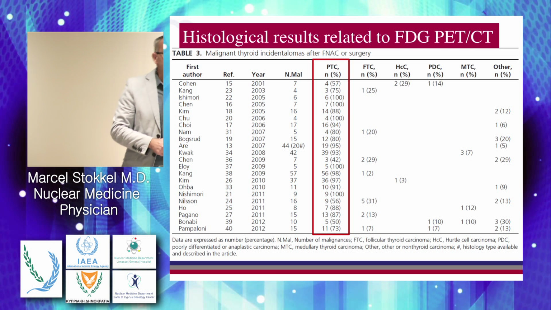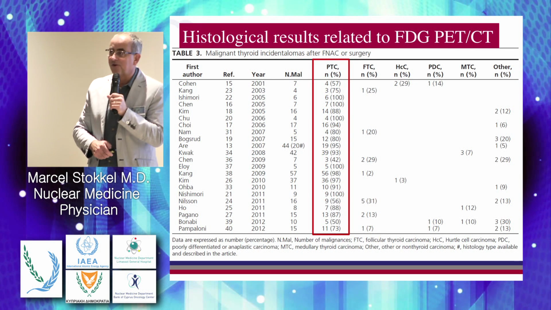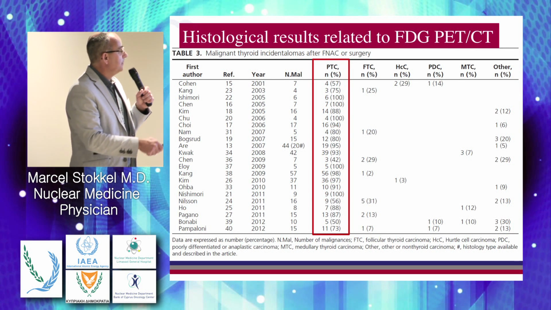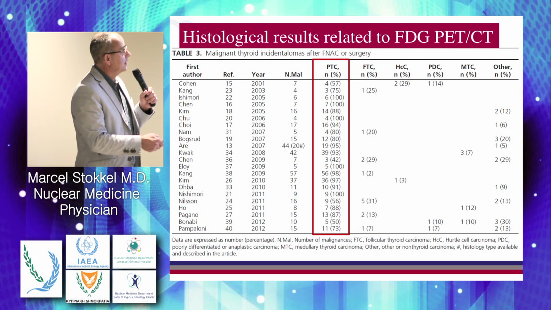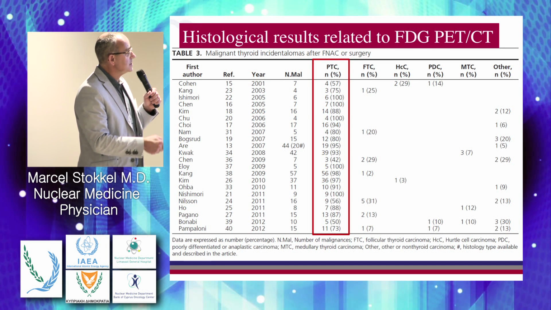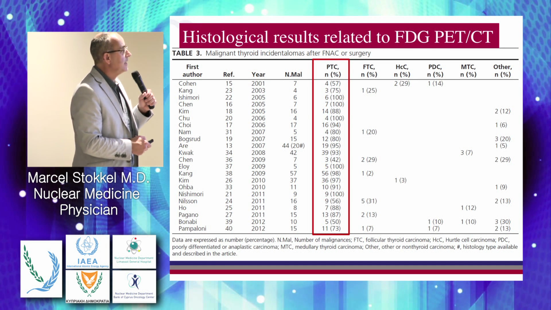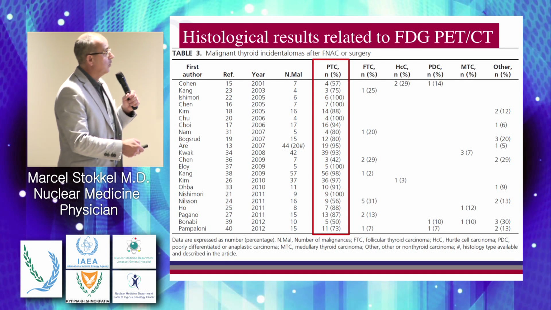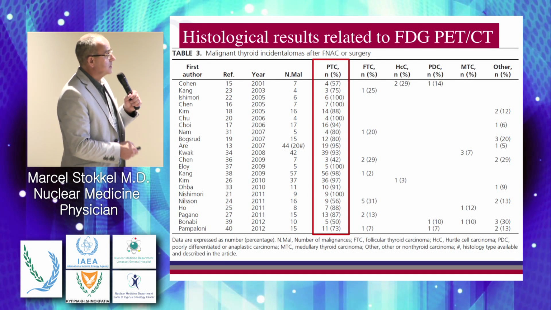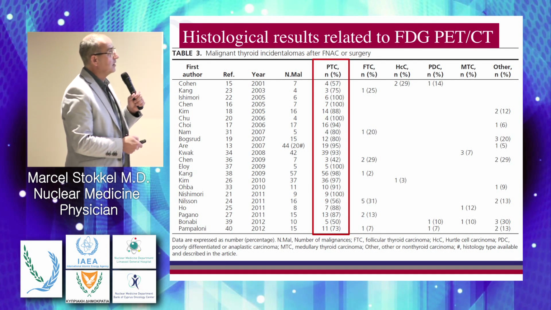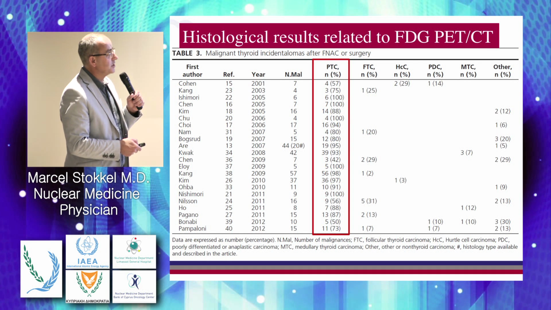And you can see here the results of what happened thereafter with all these patients presented in the paper. You can see here that most of the cases of malignancy were related to papillary thyroid cancer. Of course, there were also some case reports on follicular cancer, and here the Hürthle cell carcinoma.